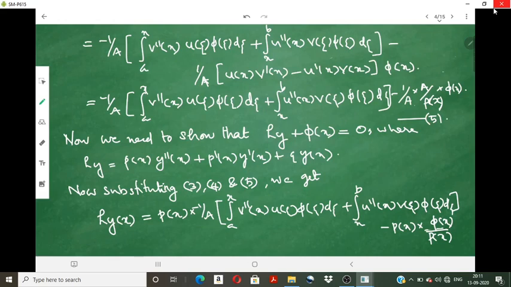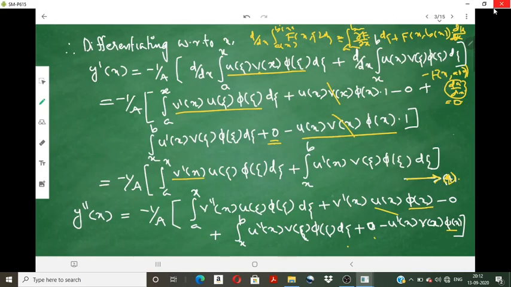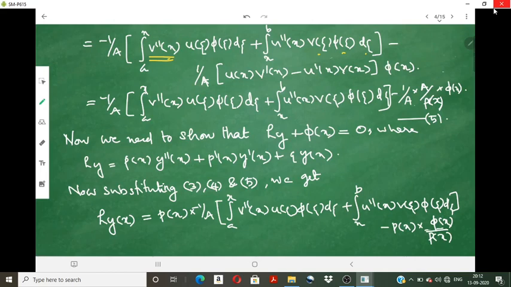So we can write y double dash of x as minus 1 by a, taking the integral terms together and then the remaining term. So integral a to x, in the integral sign we will have the second derivative term v double dash of x u of theta phi theta d theta, plus integral x to b u double dash of x v of theta phi theta d theta, minus, then we split the terms as these two terms. The remaining is this one: minus 1 by a into u v dash minus u dash v whole into phi of x.